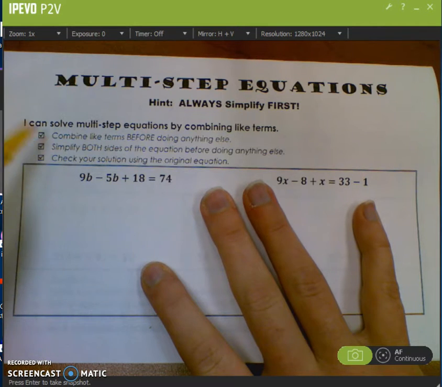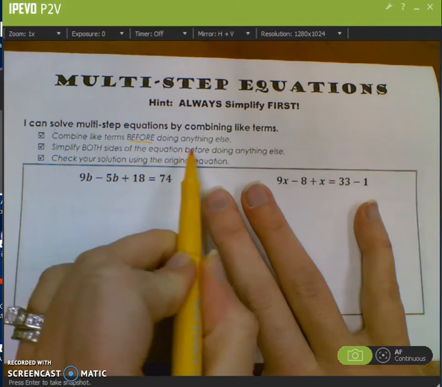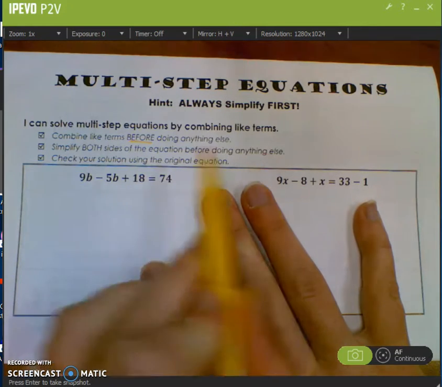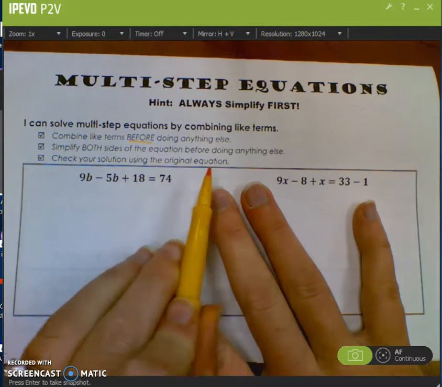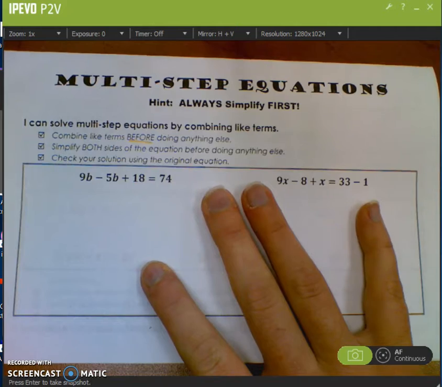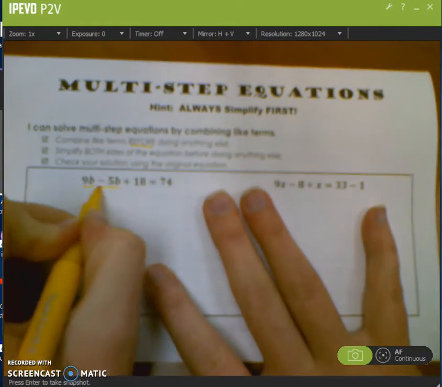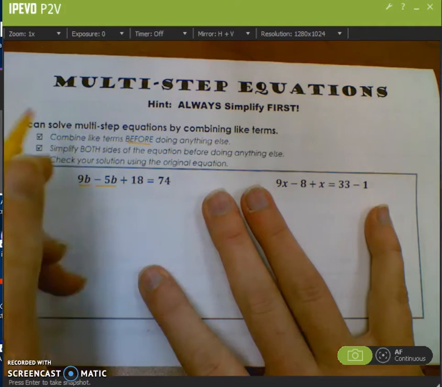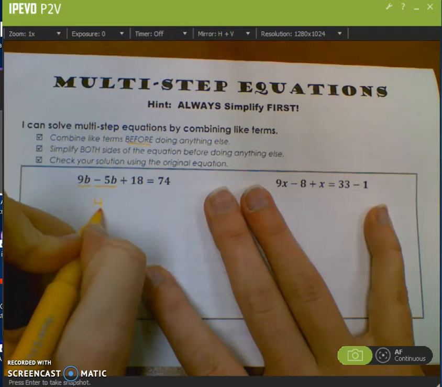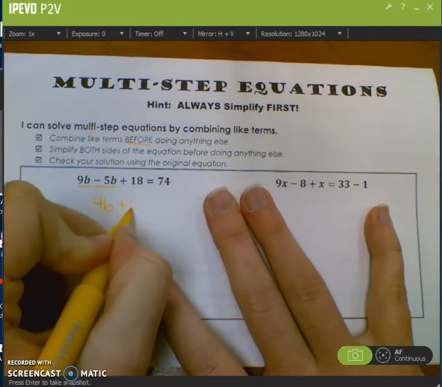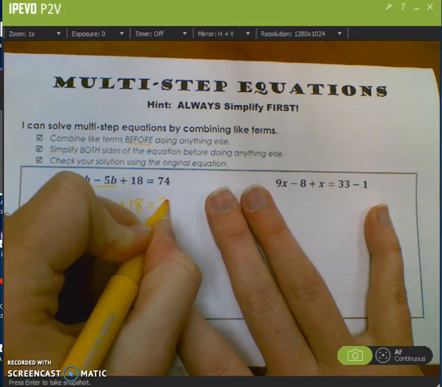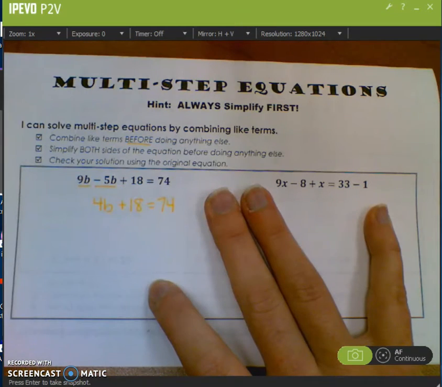It says combine like terms before doing anything else. Simplify both sides of the equations before doing anything else. And then check your solution using the original equation. So we're going to combine like terms first. 9b is like terms with 5b. So 9b minus 5b is 4b. I'm going to copy everything else and leave it as it is, plus 18 equals 74.